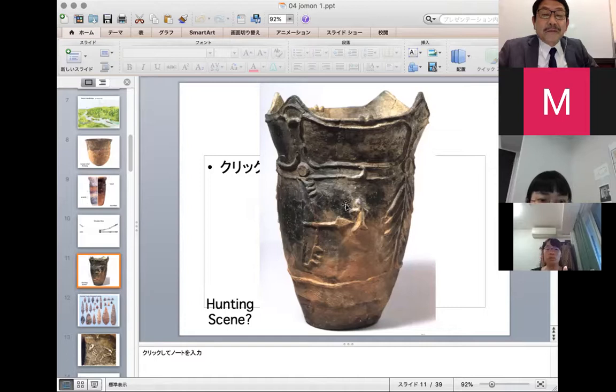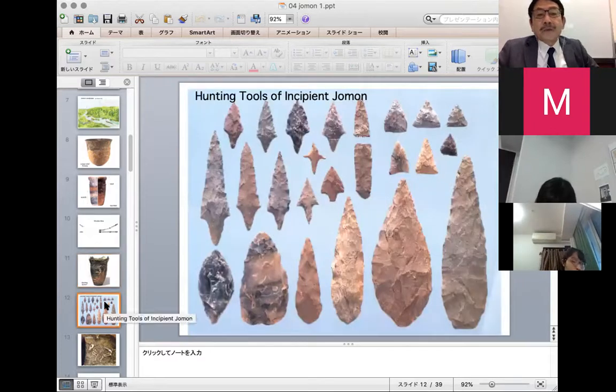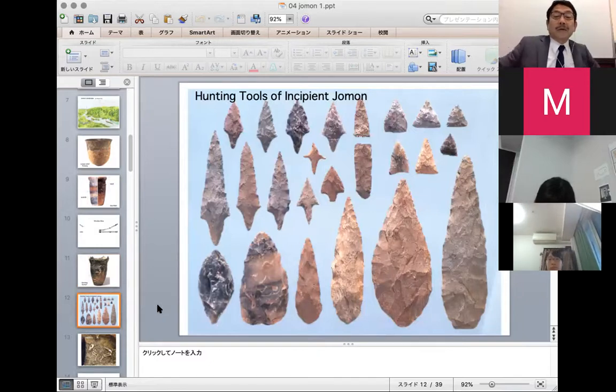This is obviously a bow and arrow with the arrowhead, aiming at a four-legged animal probably. There is a tree-like thing. It's a very rare case, but it's obvious that they were hunting using bow and arrow. And you find a lot of arrowheads. These were found from Kanagawa Prefecture. One site belongs to the incipient Jomon period, the very beginning of the Jomon period.